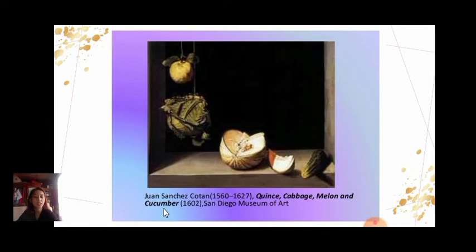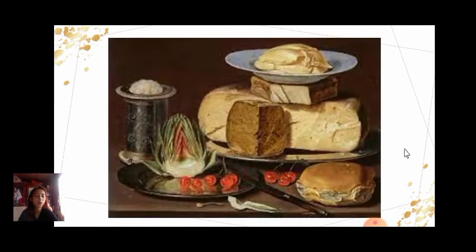So gihimo niya on 1602, San Diego Museum of Art. Then another example of still life is this one. I don't know who is the artist of this because I got this in the Google. So this one, pan, then cake, then fruits. Basta arrange lang siya nga pagka display. That is what we call subject of still life.